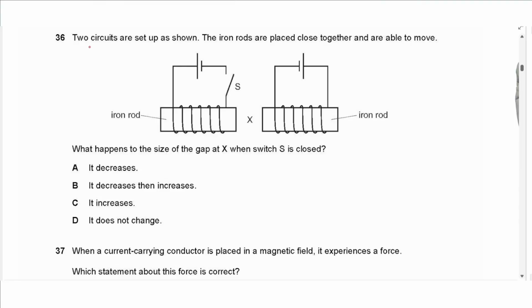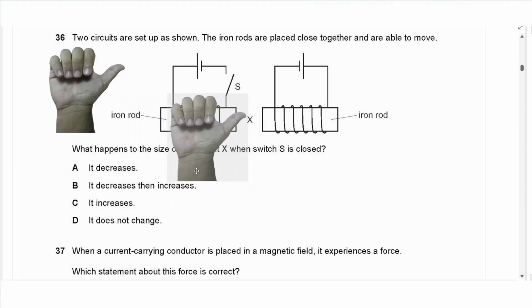Question 36 says two circuits are set up as shown. The iron rods are placed close together and are able to move. What happens to the size of the gap at X when the switch S is closed? Does it change? Does it increase due to repulsion? Does it decrease due to attraction? Or does it not change at all?